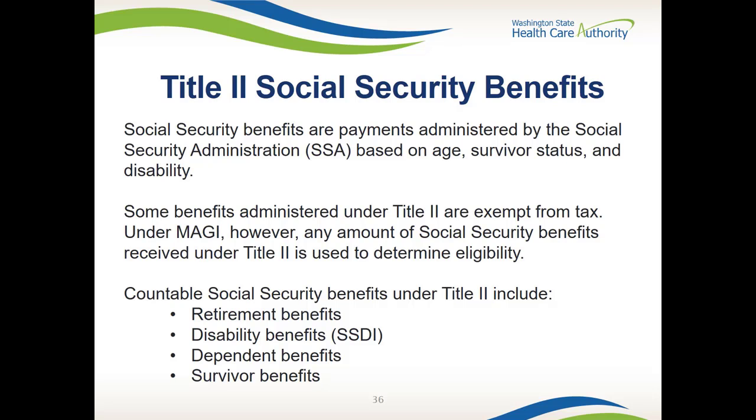What are Social Security benefits? Social Security benefits are payments administered by the Social Security Administration, SSA, based on age, survivor status, and disability. Some benefits administered under Title II are exempt from tax. Under MAGI, however, any amount of Social Security benefits received under Title II are used to determine eligibility. Countable Social Security benefits under Title II include retirement benefits, disability benefits, SSDI, dependent benefits, survivor benefits.